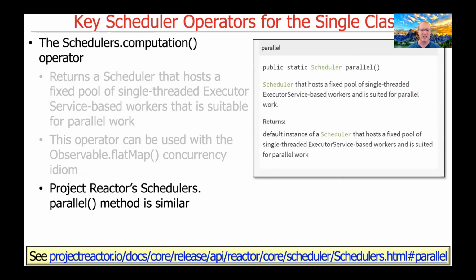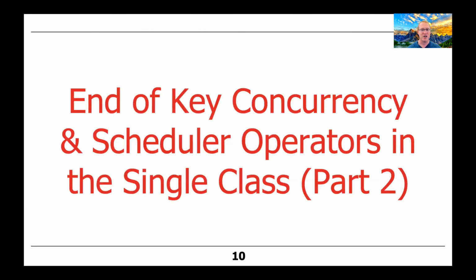Project Reactor has a Schedulers.parallel method that's quite similar to the Schedulers.computation method that's defined in RxJava. Once again, it's a bit of a mystery why they have different names for things that work more or less the same, but you just have to get used to that if you're going to be moving between these 2 reactive streams implementations. So that's the end of our discussion of key concurrency and scheduler operators that are used in the context of the RxJava Single class.